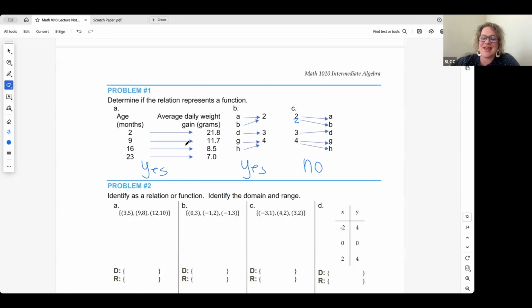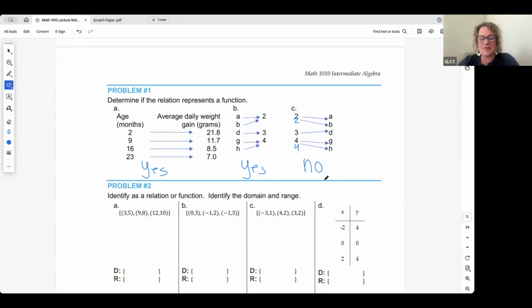You can also see that 4 is a repeated input. 4 goes to G and 4 also goes to H. I have a repeated input going to different outputs. A function means that for every input, there's exactly one output. But here I see that 2 is going to A and B, and 4 is going to G and H. So that is not a function.